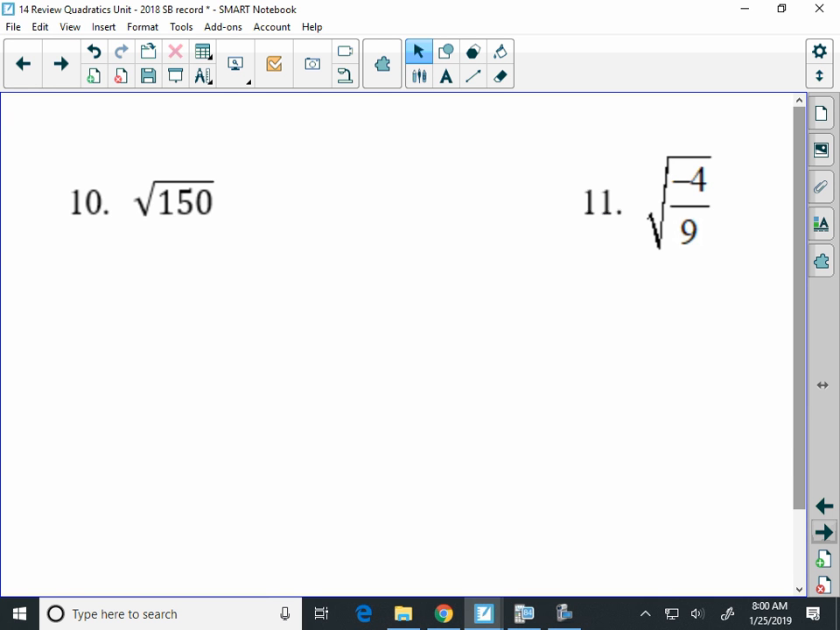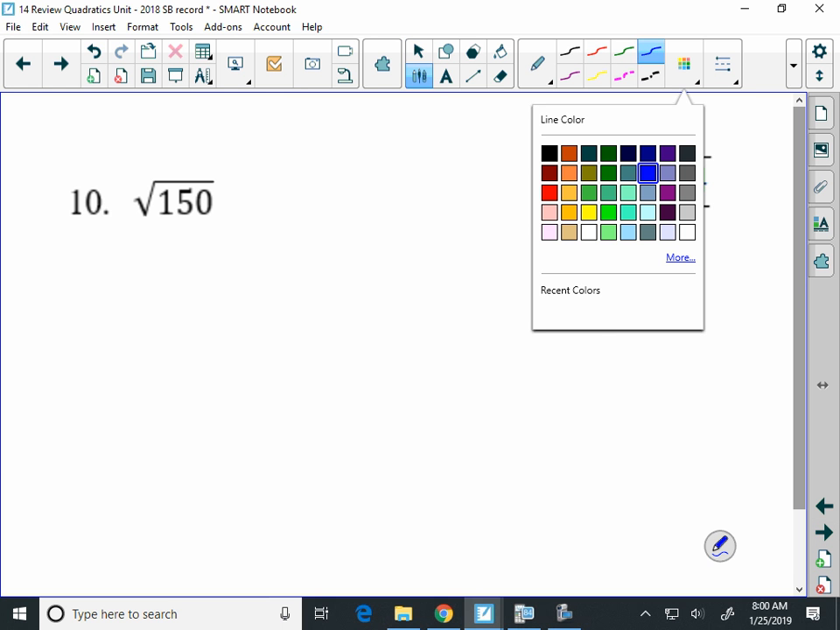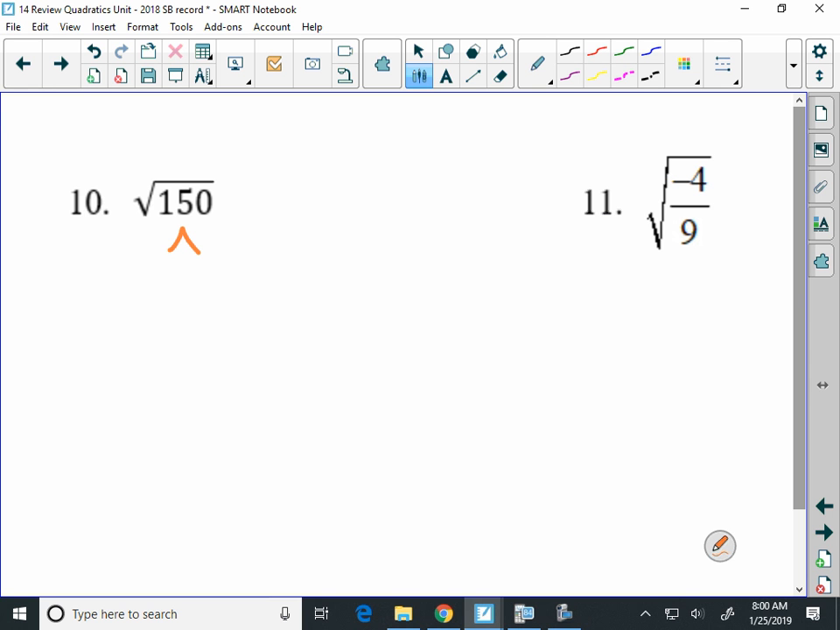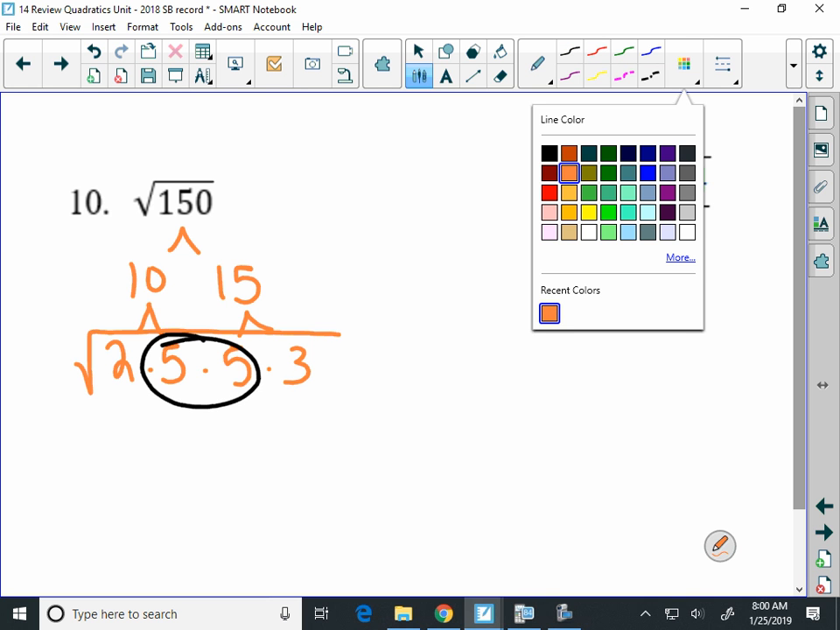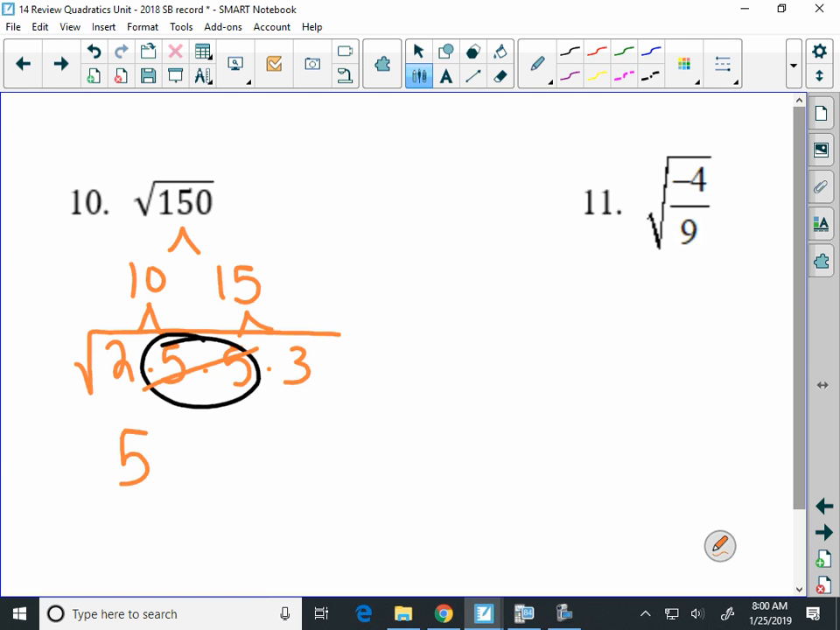Number 10, just some more practice with the square roots. It seems like we need the practice with the square roots. So if we break down 150, there's lots of options. I'm going to use 10 times 15. And 10 is 2 times 5. And 15 is 5 times 3. Once again, what we're looking for is 2 of the same value. So take out 1. So we've got 2 5s. We're going to take out 1. Cross it out, if you like. And we're left with a single 2 and a single 3. 2 times 3 is 6.